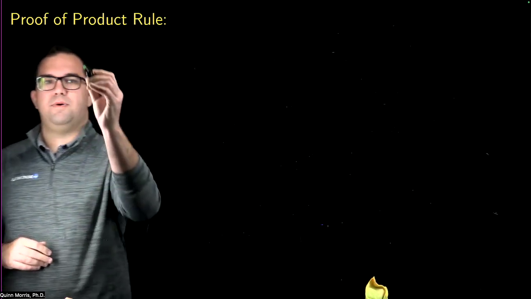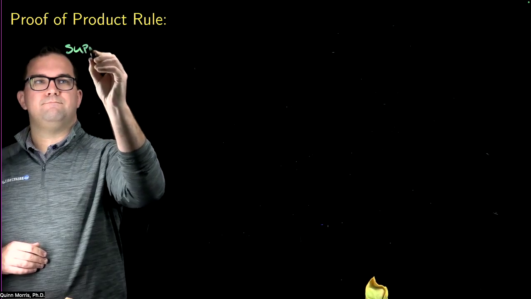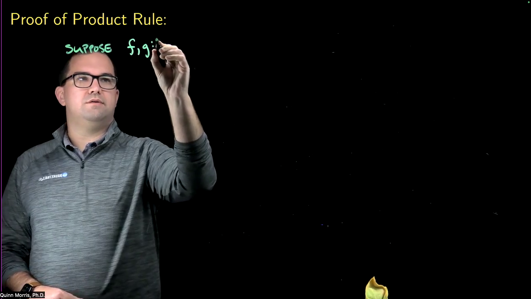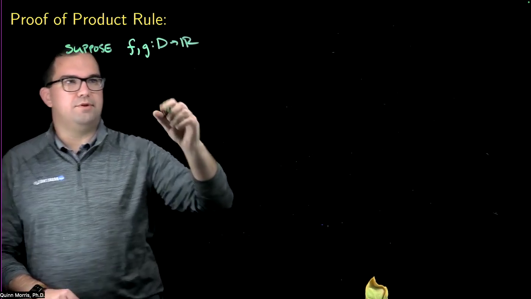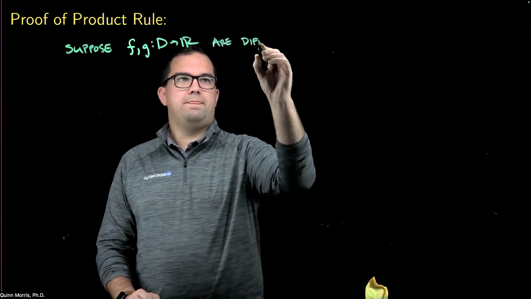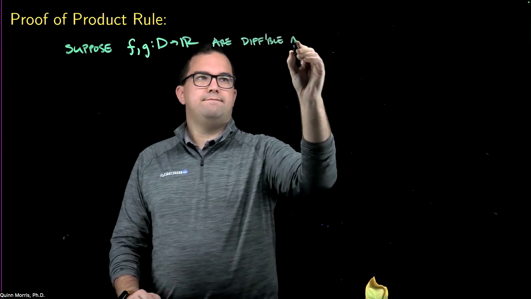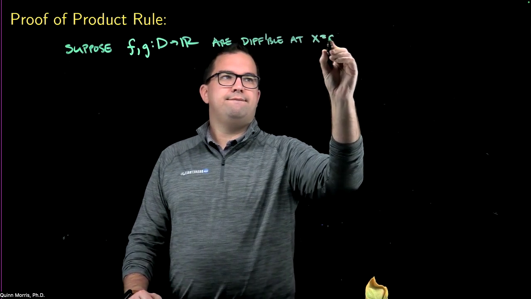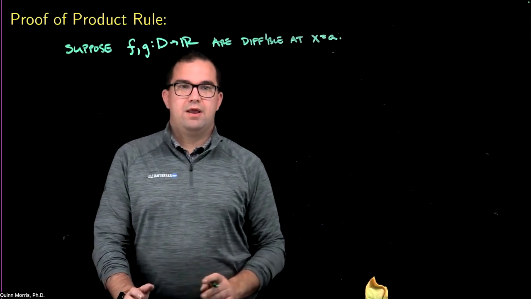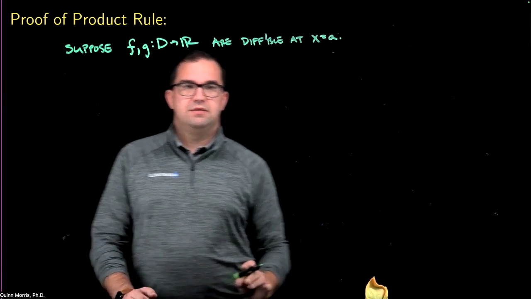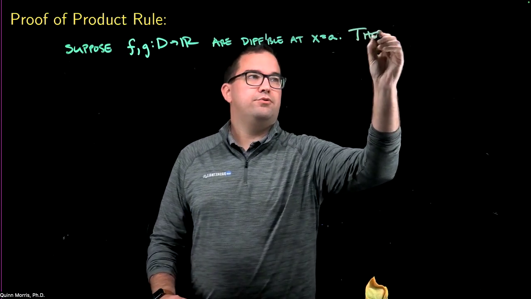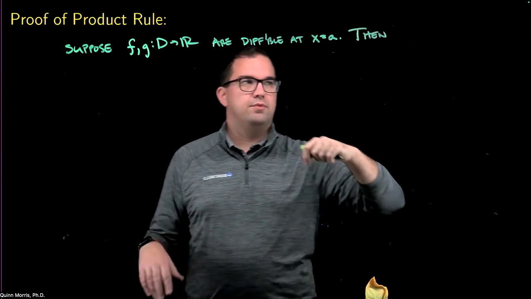So we're going to suppose f and g, defined on this common domain D into R, are differentiable at x equals a. Okay. And now what I want to show is that the following limit exists and is equal to the sort of right thing that we should get from the product rule.